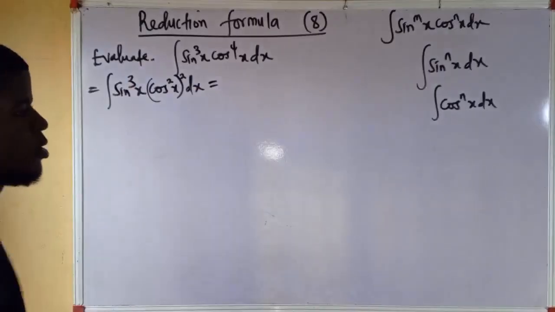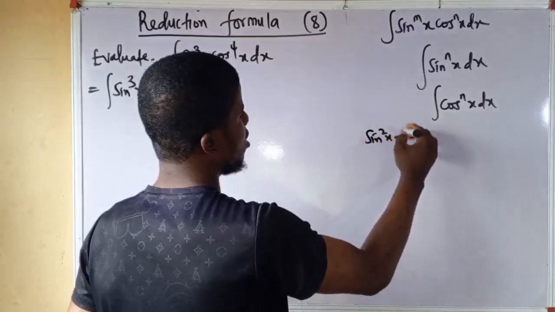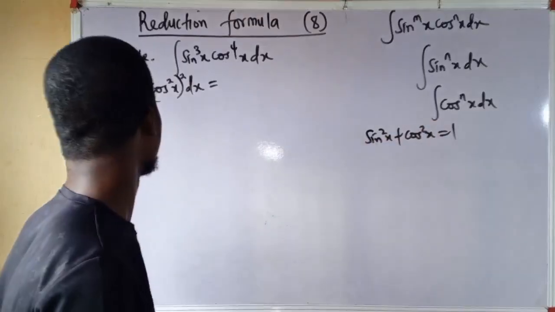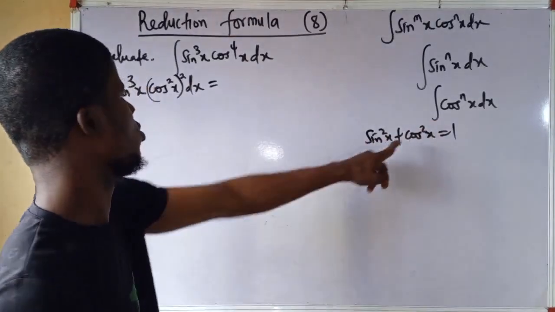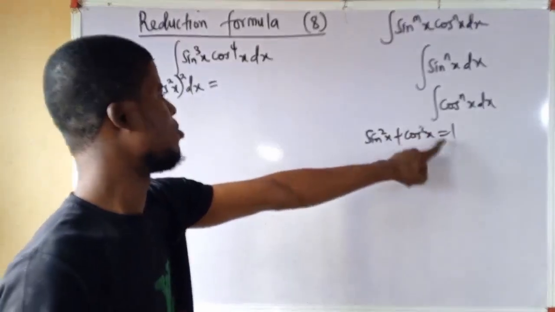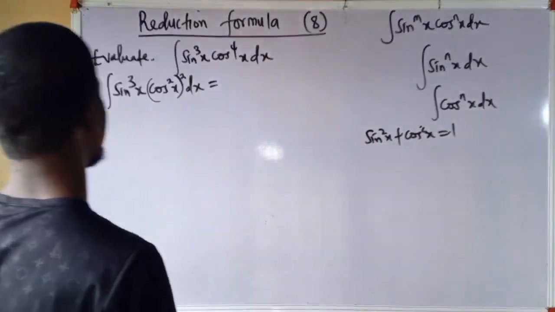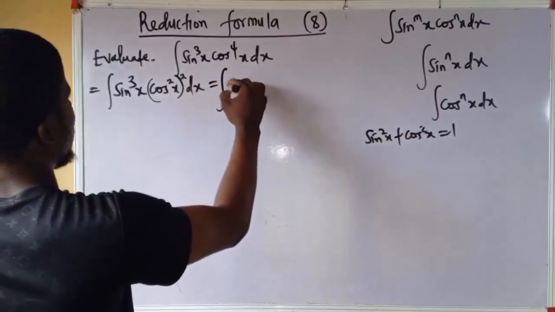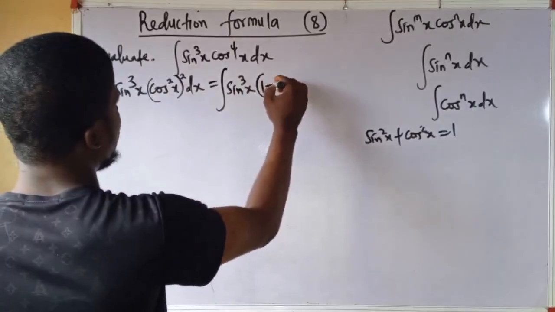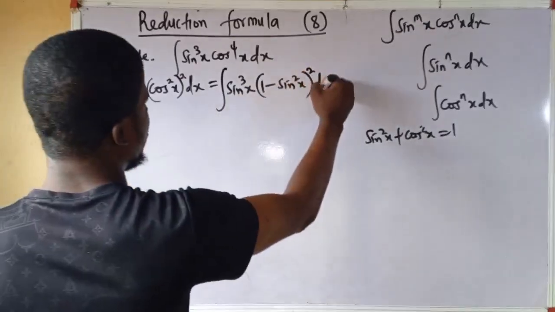Remember in trigonometry that sine squared x plus cos squared x is equal to 1. So if I make cos squared x the subject of the formula, it means that cos squared x will be equal to 1 minus sine squared x. And that means that this is the integral of sine cube x. In place of cos squared x, I'll be writing 1 minus sine squared x all squared dx.